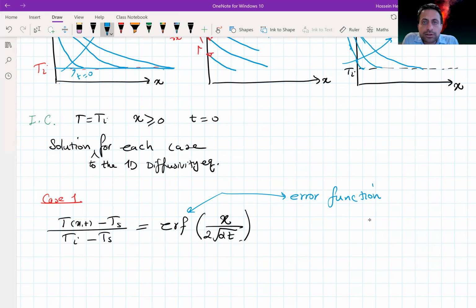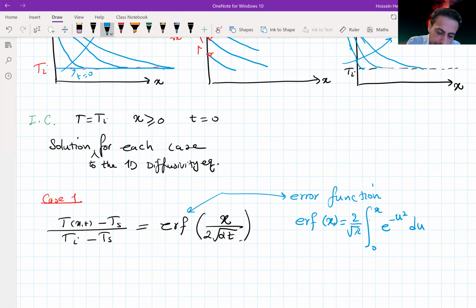This is similar to log, but it's a function that you are less familiar with. And we have tables to find out the value based on what we have in the parentheses here. And in general, the error function is defined, let's say, error function of x is 2 over square root of pi, integral from 0 to x of e to the power of minus u squared du. And we can use table B.2 to find out the values of the error function.